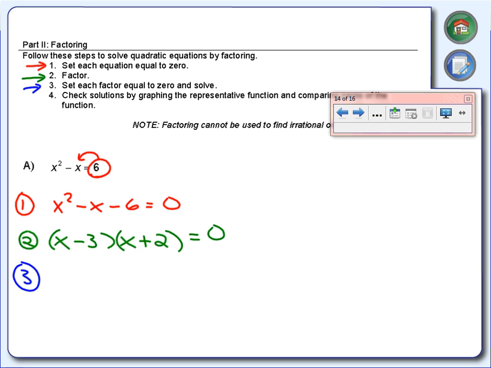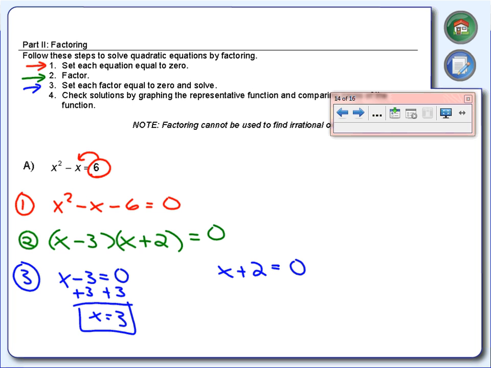Third step, it says we're going to set each factor equal to 0 and solve. So in other words, I'm going to take the x minus 3, set it equal to 0. Then I'm going to take the x plus 2, set it equal to 0. So what I have here is two small equations. I need to solve those two equations. So for this first one, if I add 3, I end up with x equals 3. This is going to be one of my zeros, or one of my x-intercepts, my solutions here.